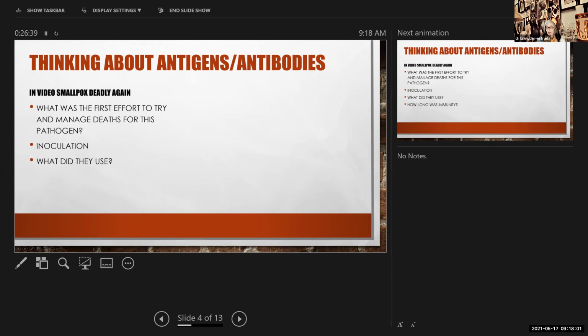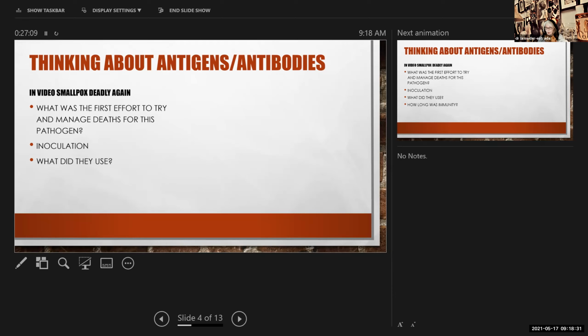And that first effort was called inoculation or variolation. So what did they use in order to inoculate or variolate? That's the part you probably didn't want to look at or hear. They actually took from those blisters full of the pus, because it had the virus in it, they took it from someone who was sick and they scraped it on the surface of your skin so that you had a little bit of a raw spot in your skin.